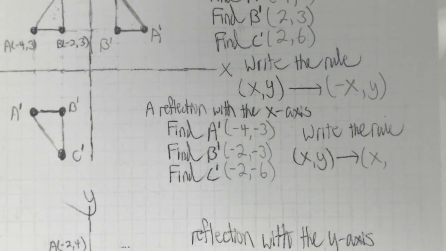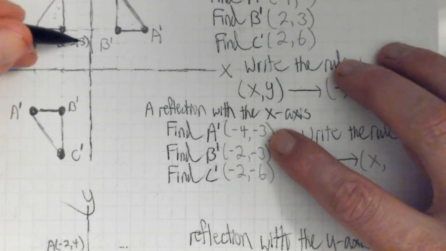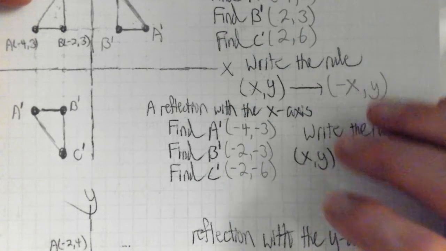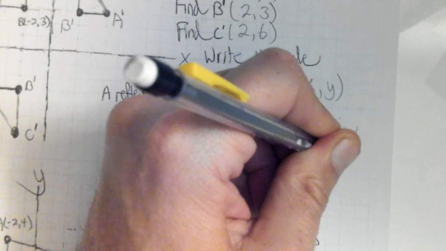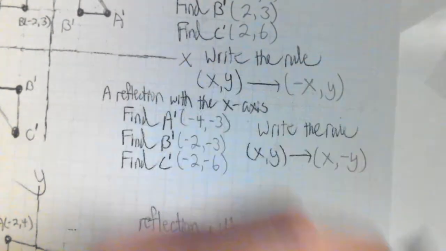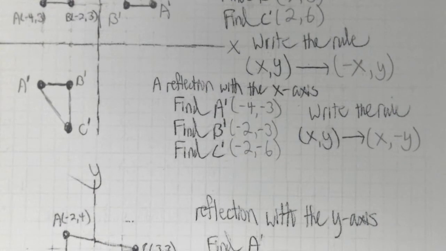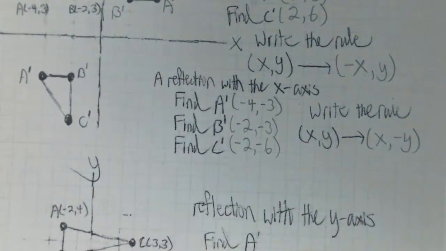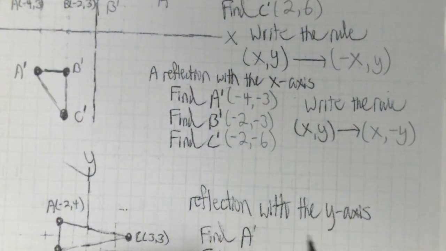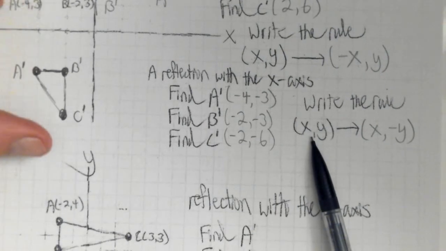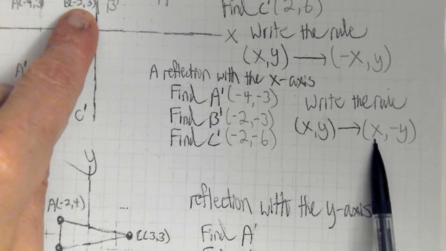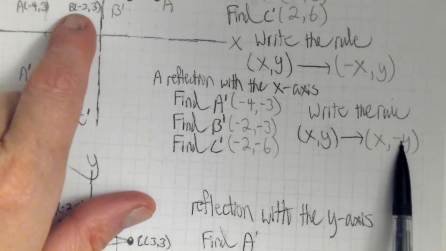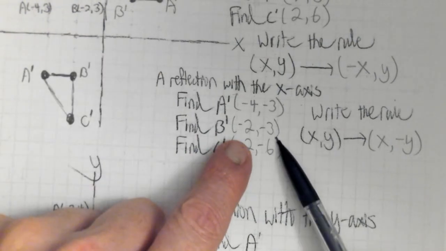Let's see here. What else we got? We need to try to find the y coordinate. It goes from 3 to -3, 3 to -3, and 6 to -6. Well, what's happening? It's changing sign. So y goes to -y. So again, now we have a general rule to show from any point what the correct coordinate is going to be. Let's test it out. Here, -2, comma 3 was B. So according to this, I should make the second one negative, so -2, -3. Yep, that's the point we got for B prime.